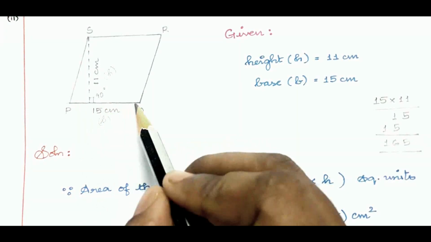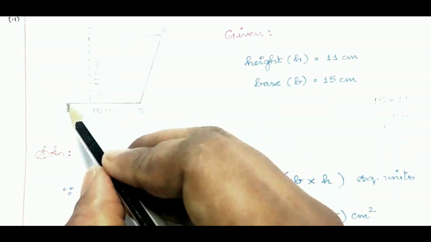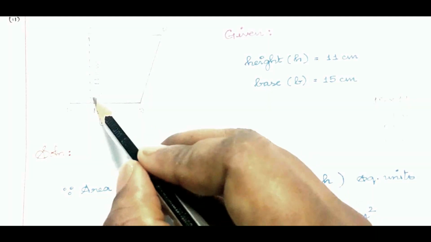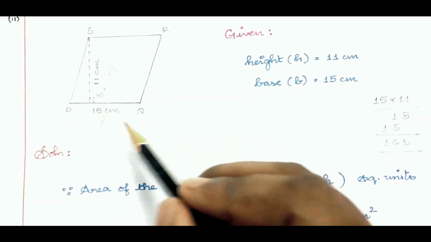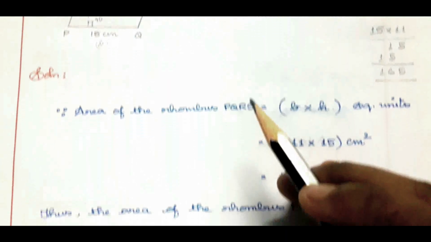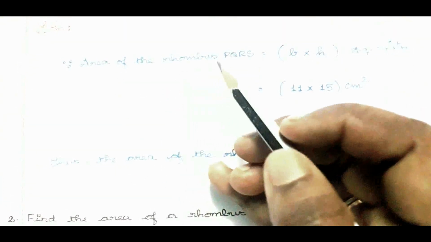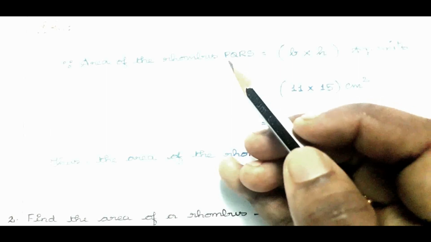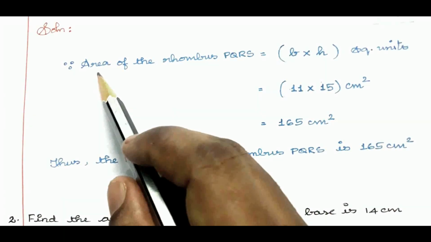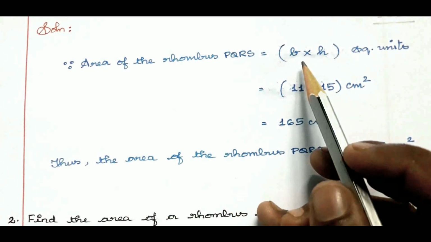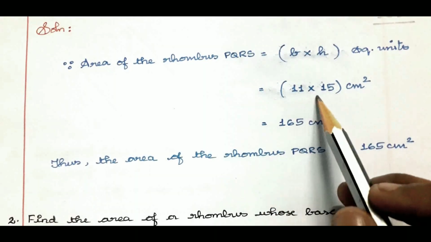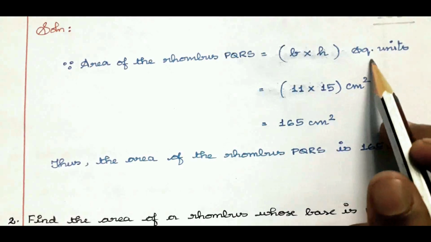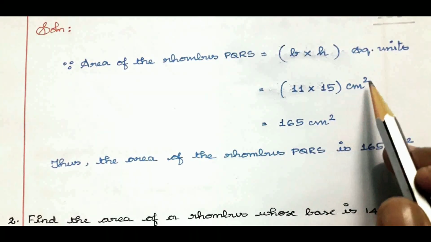Once more I will repeat it. How can we find the base? Whenever there is a line segment which is perpendicular to a line segment at the bottom, then it makes 90 degree. When it makes 90 degree, that line segment is nothing but the base. Clear? Okay. Now, solution: area of the rhombus, as in the question they have given the label and the figure as PQRS. Therefore, area of the rhombus PQRS is equal to, since in the question they have given the base and height, we are taking the formula base into height square units. Base 15 and height 11. Okay, so square units, it is given centimeter, so centimeter square.